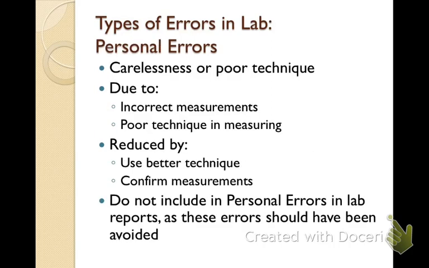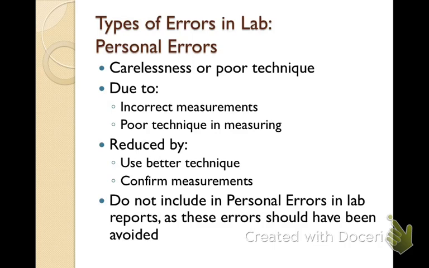Personal errors. This is something that can be prevented. This is due to carelessness or poor technique in lab. So you could measure something incorrectly, for example, you can measure a graduated cylinder incorrectly. Use a better technique and also confirm your measurements. For example, if you need to read a graduated cylinder, you read it, have the person next to you read it as well, and then compare what your measurements were.